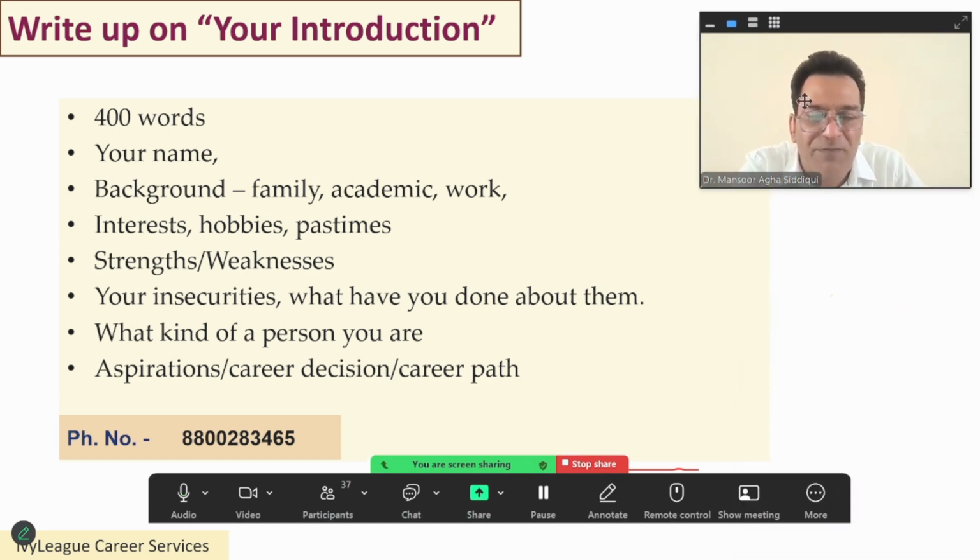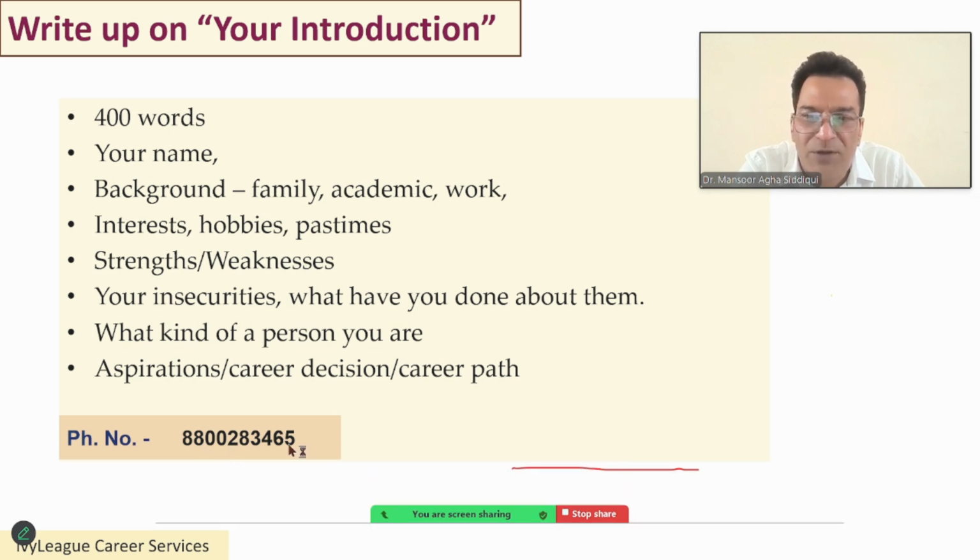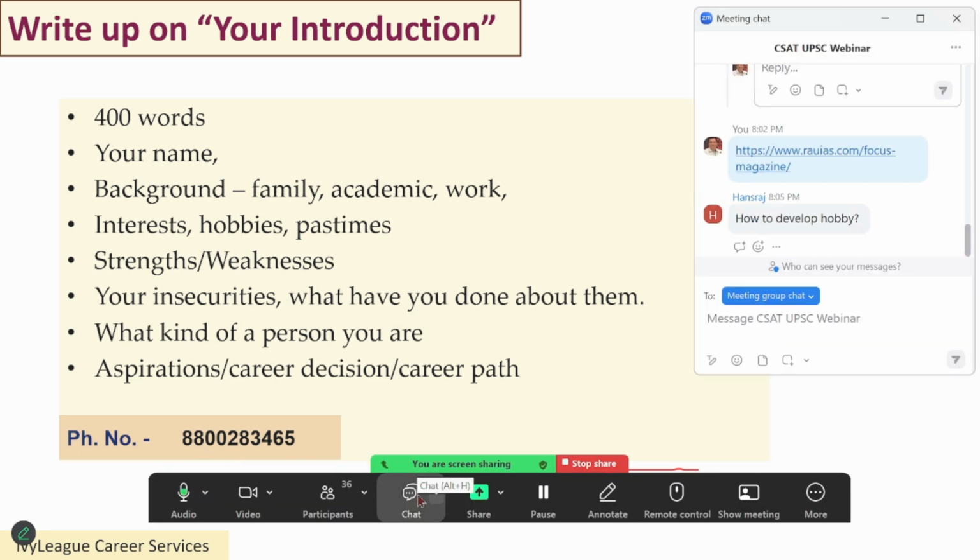Write it on a blank piece of paper, take a photograph, and WhatsApp it to me on this number. Hansraj, I'm going to talk about that hobby thing which you're asking. Don't worry.